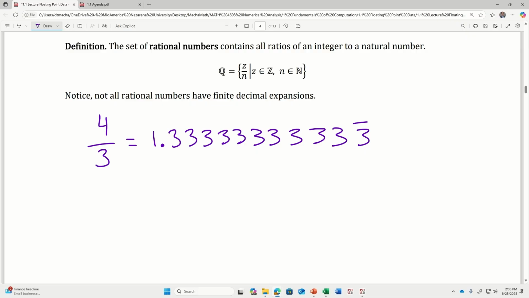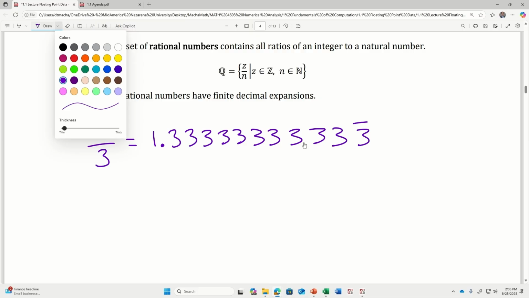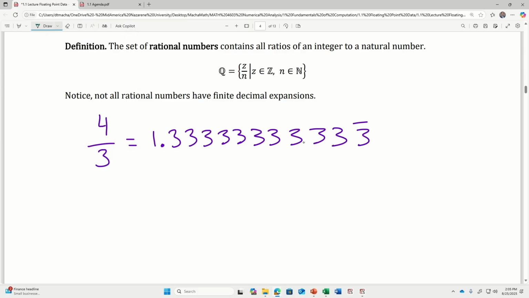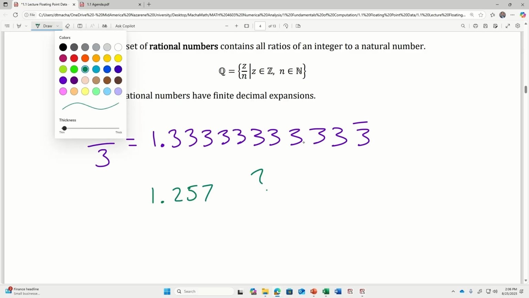Maybe first, we should also talk about, what would I do even if it doesn't have an infinite decimal expansion? Like, what if I instead just have the number 1.257? How do I represent that in memory? Because it's a little bit trickier.